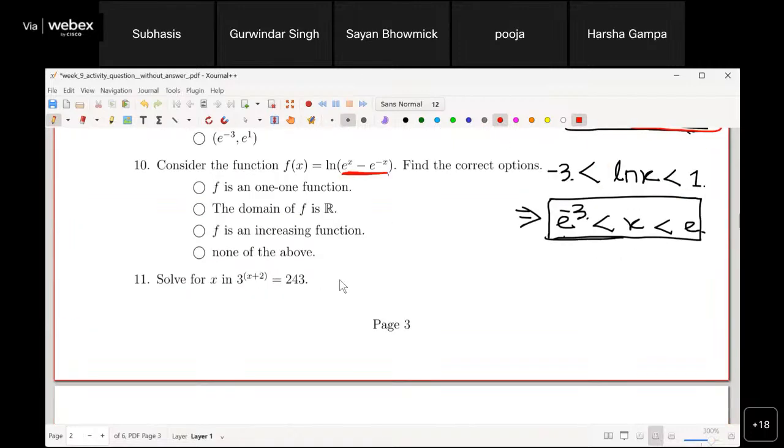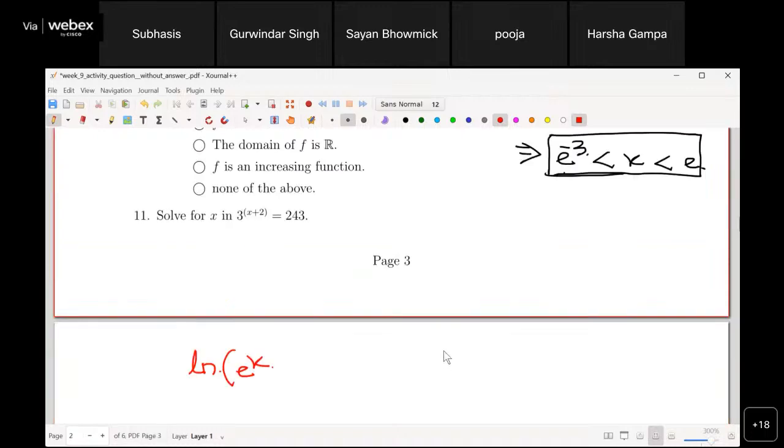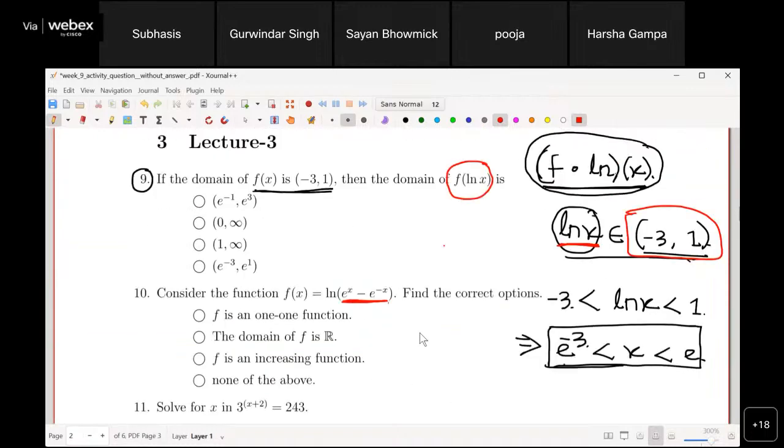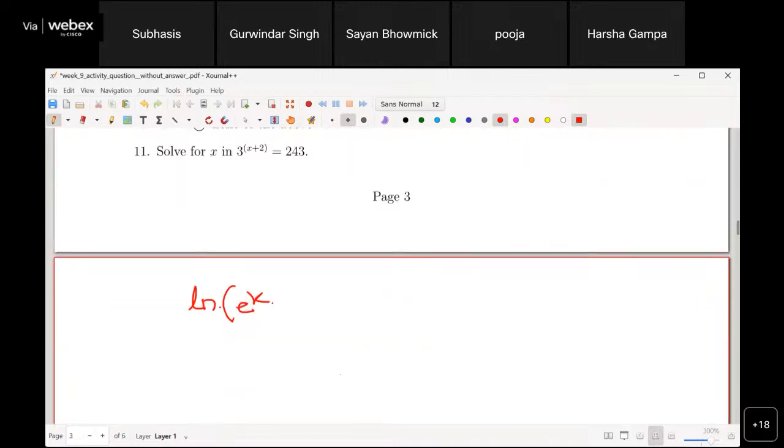Yeah. So this is my function, right? So my function is what? e power x minus e power minus x, right? Yes, sir. Correct or not?